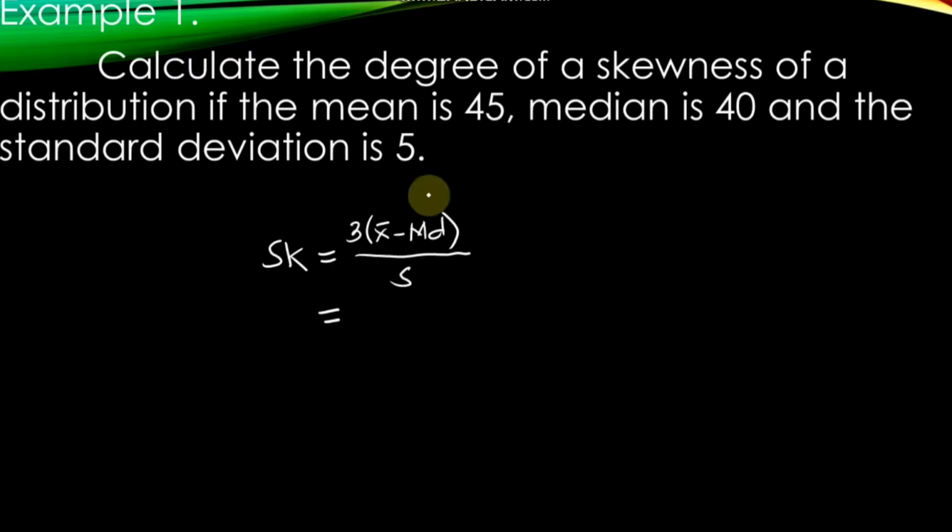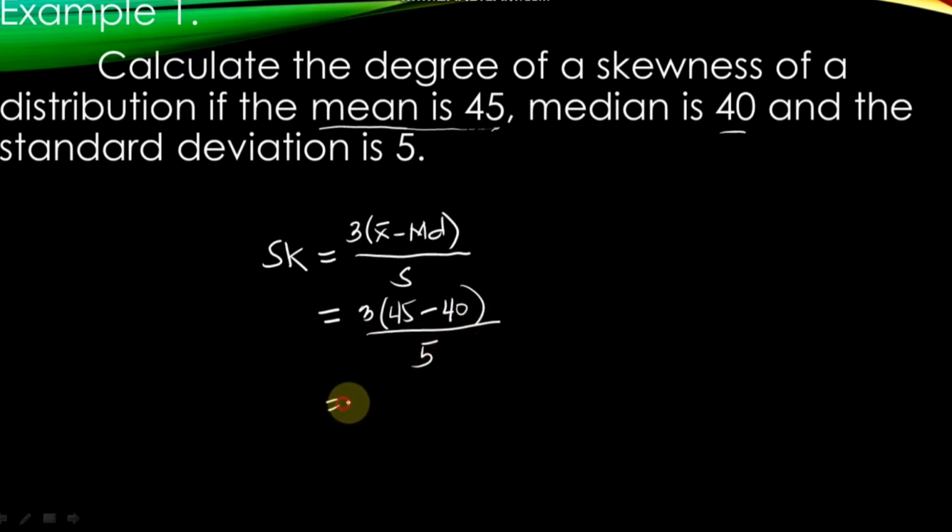So let's substitute the value of the mean, which is 45. So 3 times 45 subtract the value of the median, which is 40, over the standard deviation, which is 5. So we have 3 times 45 minus 40, that is 5, over 5. Eliminate, so the skewness is 3.